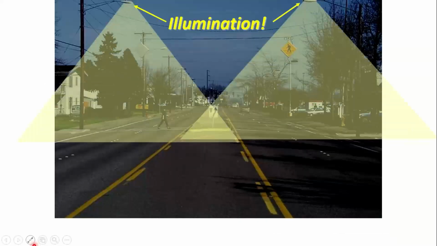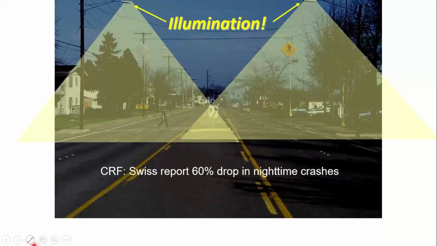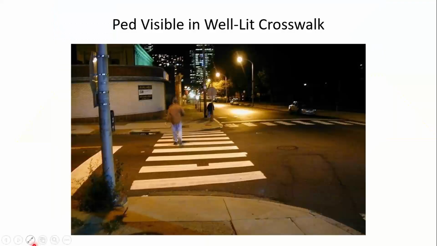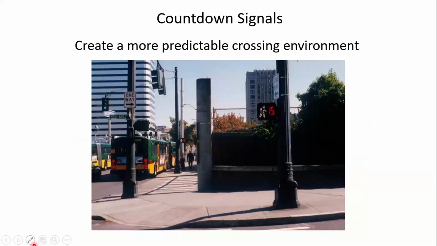And here you see illumination of a crosswalk. The Swiss report a 60% drop in nighttime crashes just by illuminating crosswalks. So it is important. And here you see, notice a well-lit crosswalk, and it's very easy for drivers to see the pedestrians crossing the roadway. Countdown signals create a more predictable crossing environment.